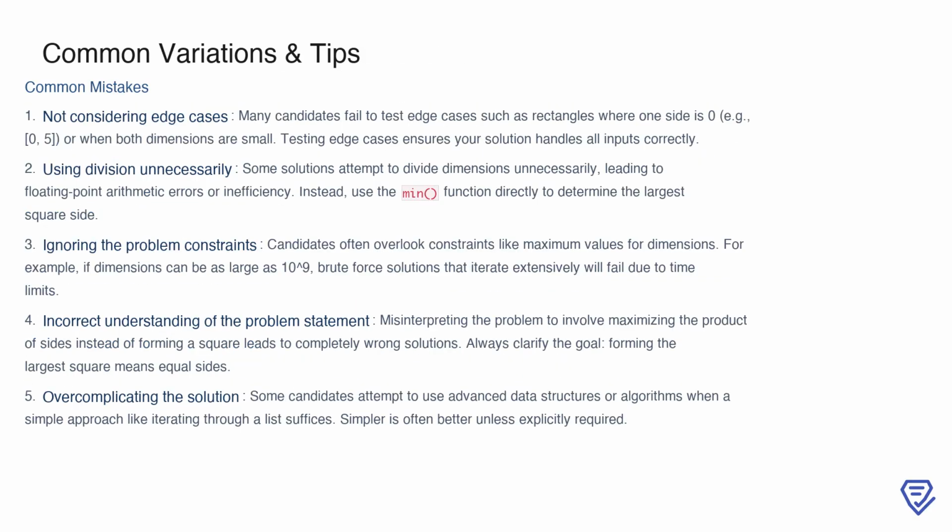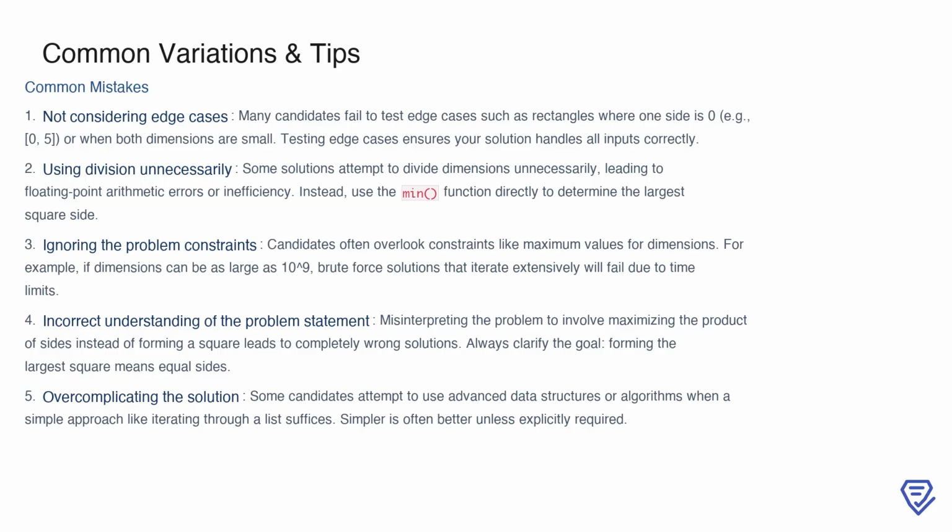One of the most common mistakes candidates make is neglecting edge cases. For instance, if a rectangle has one side as 0, like (0, 5), or if both dimensions are very small, these scenarios often slip through testing. Ensuring your solution handles such inputs is crucial. Another frequent issue is the unnecessary use of division. Instead of dividing dimensions, which can lead to floating point errors or inefficiency, you can use the min function directly to find the largest square side.